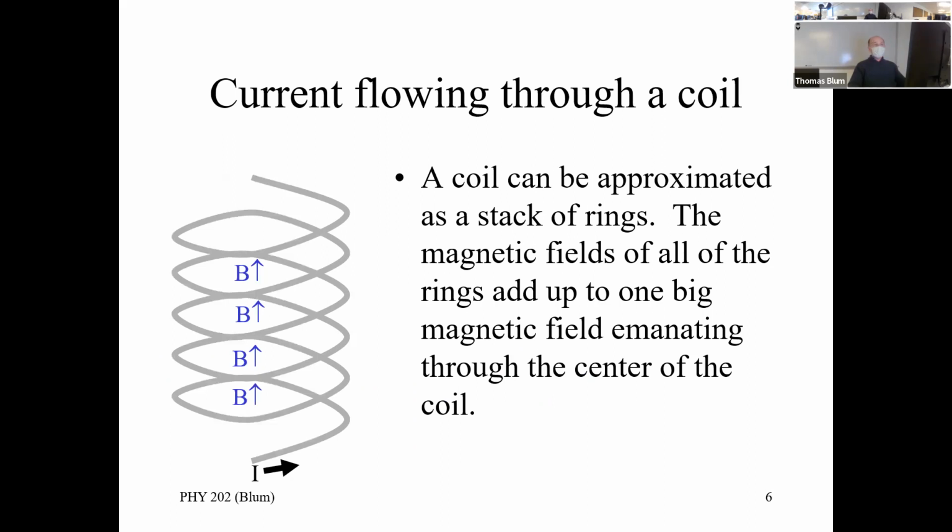If I go from a ring to a coil, then I have ring after ring after ring with all the B fields on the inside going up, and I get more reinforcement of B fields. B fields tend to be small and weak, but you can boost their behavior by having them add up. So if you have a coil, these magnetic fields add up.